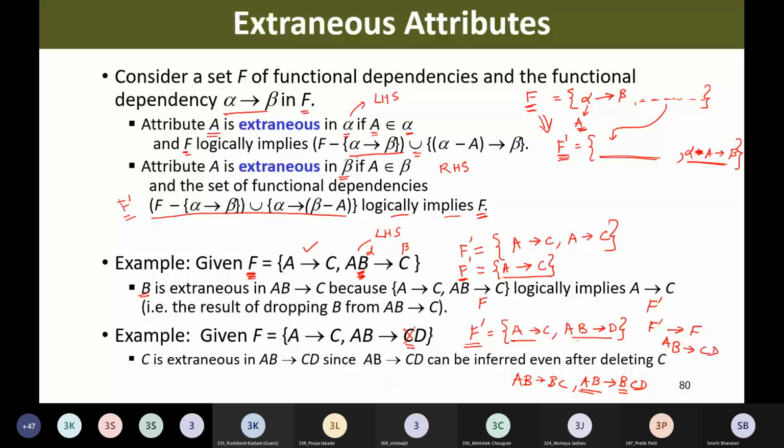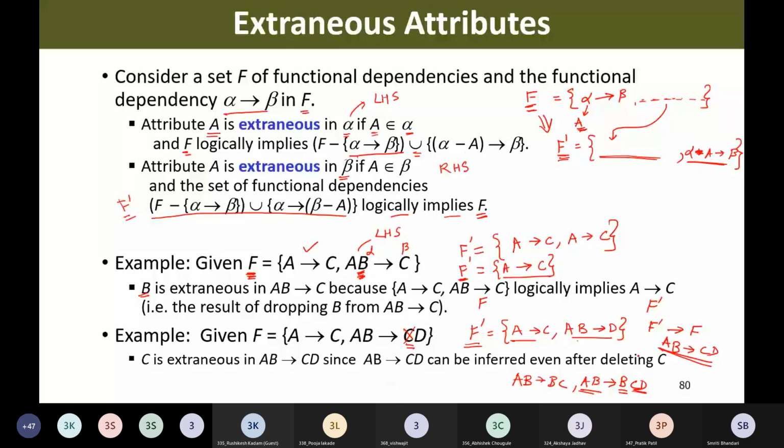Right? So even though we omit this C from this functional dependency AB to CD, the new set of functional dependencies A to C, AB to D can infer the original functional dependency AB to CD. So there is no harm in omitting this attribute C from this functional dependency AB to CD.